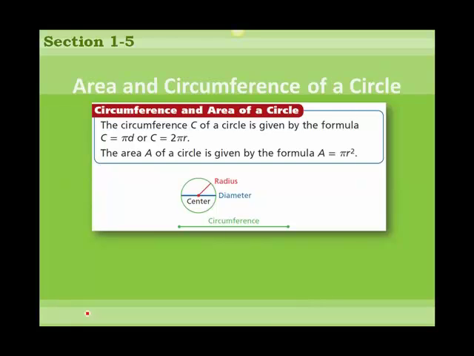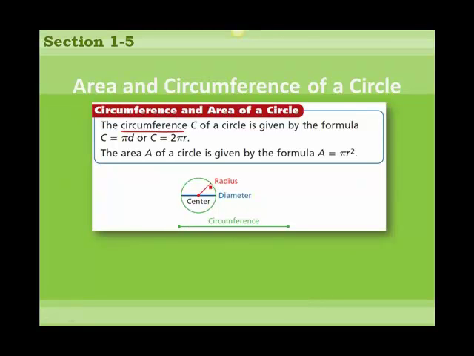Then the last thing we need to look at is the circumference and the area of a circle. Now, circumference of a circle is the same as the perimeter of a shape. So circumference is akin to perimeter. What you can see here is the circumference is the distance around the circle. So they're showing the circumference in a linear format.